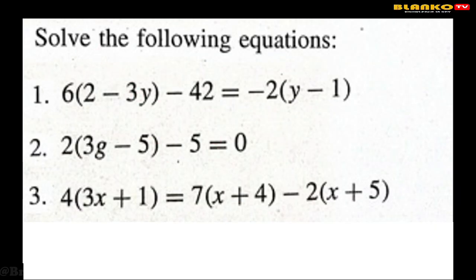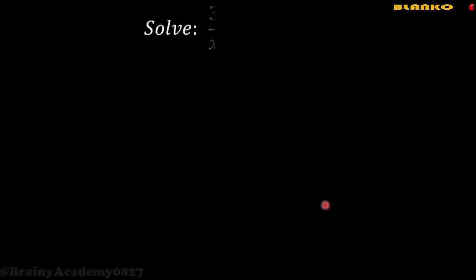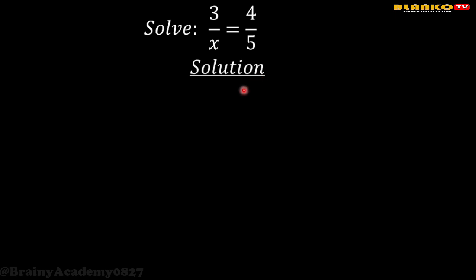Alright, so let's move on to solve the examples on equations that involve fractions. Okay, I'm going to take my time to explain that one also. I'm going to show you how to solve equations that involve fractions. All right, so let's take the first example. We have to solve 3 over x equals 4 over 5. It's an equation. Okay, all right, so the solution.